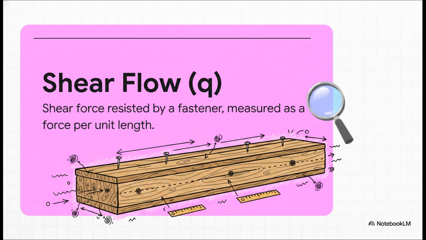Enter shear flow. In engineering, this is typically denoted by the lowercase letter q. To design our fasteners safely, we define shear flow as the shear force that must be resisted by the fastener, specifically measured as a force per unit length of the beam. Think of it quite literally as a physical force flowing down the horizontal length of the beam.